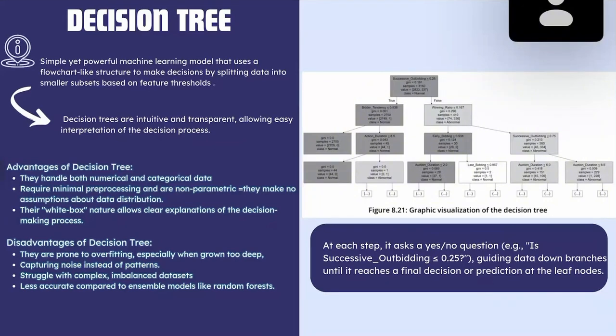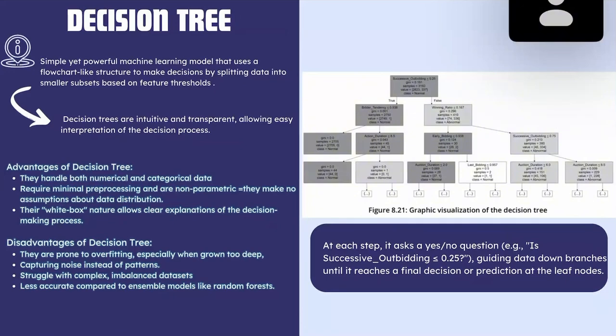So advantages of decision trees are that they handle both numerical and categorical data. They require minimal pre-processing and are non-parametric. They make no assumption about data distribution, and their white box nature allows clear explanation of the decision making process.